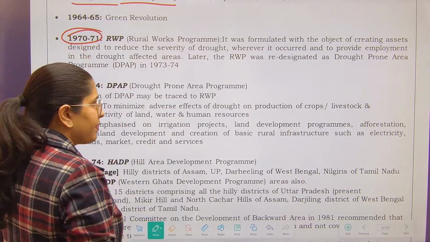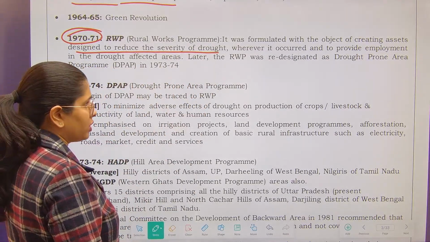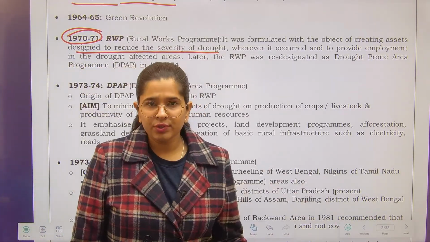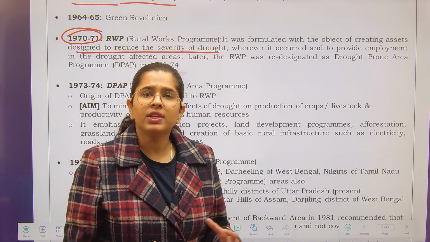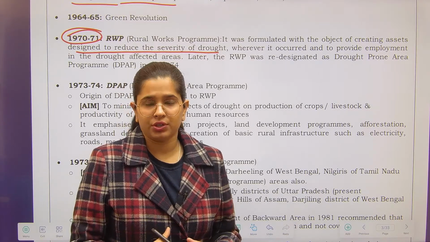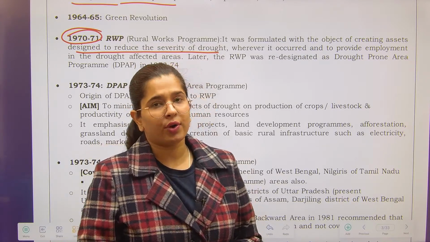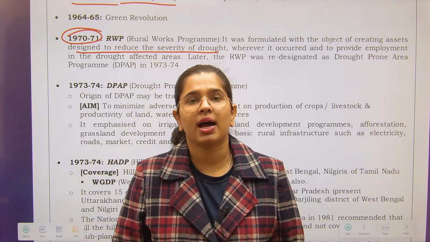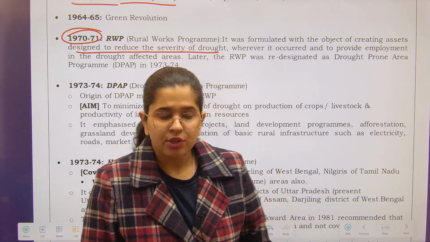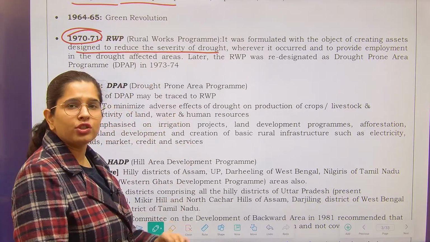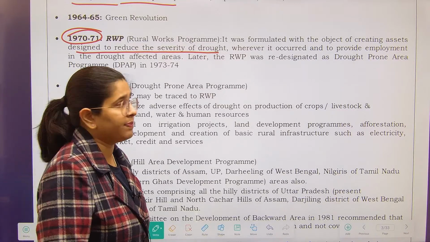Started in 1970-71, the objective was creating assets designed to reduce the severity of droughts. Creating durable assets and providing employment to the rural population, all of these objectives somewhere got merged. Due to this merging, we got a new program known as MG-NREGA, the Mahatma Gandhi National Rural Employment Guarantee Scheme, right? So you will see small parts of this scheme all over the previous schemes.